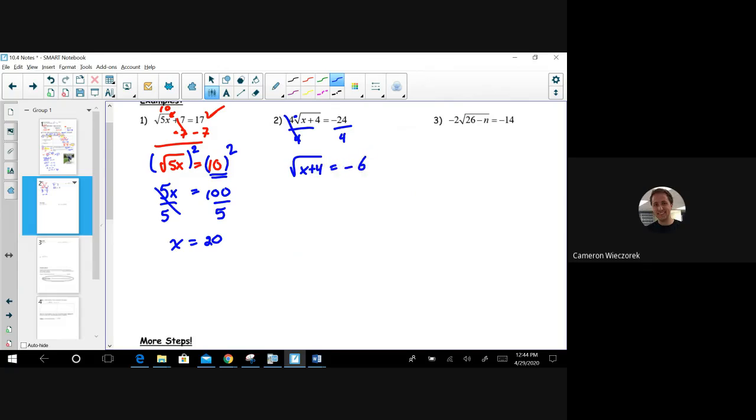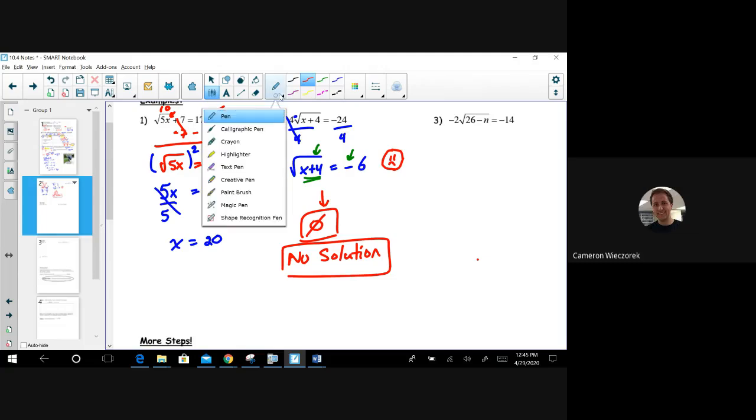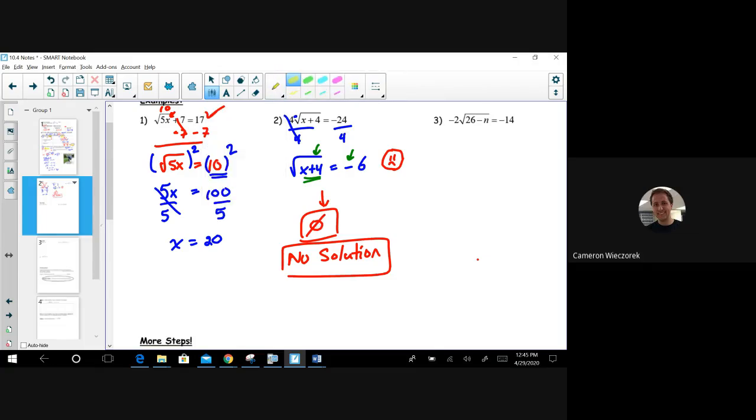I pause and I look at it. I have a square root. I don't even care what's under here. I have a square root equal to a negative number. Remember, that can't happen. Doesn't matter what you put under the radical. If you square root something, it's got to be positive. So this is a no-no. This tells me right away that the problem has no solution. So you could put the no solution symbol, or you can write the words no solution. Be on the lookout for square roots equaling a negative number.